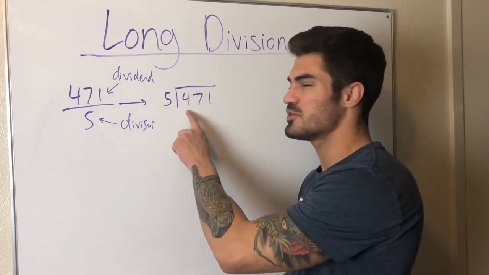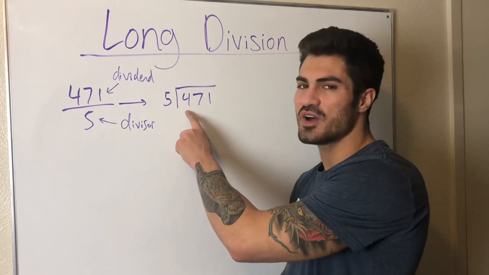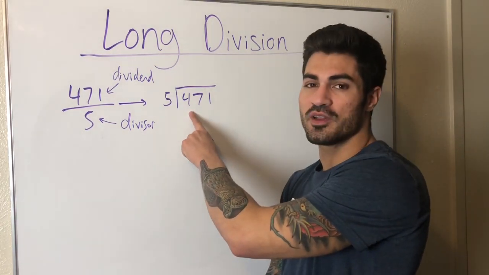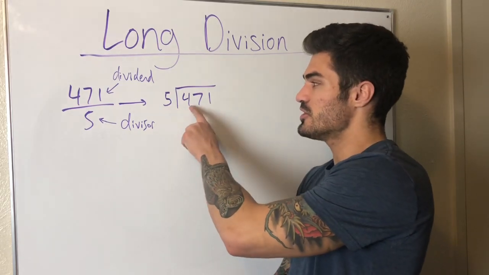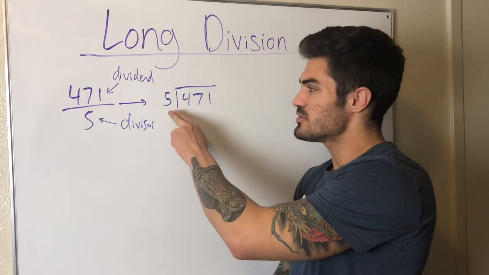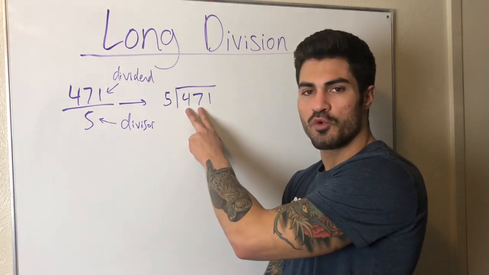So I'm going to start with this first number. I'm going to say, how many times does 5 go into 4? Well, 5 can't go into 4. 5 is actually bigger than 4. And that's the general rule, is if this number is bigger than this, then you move on and you group these two numbers together. So now I'm going to think, how many times does 5 go into 47?